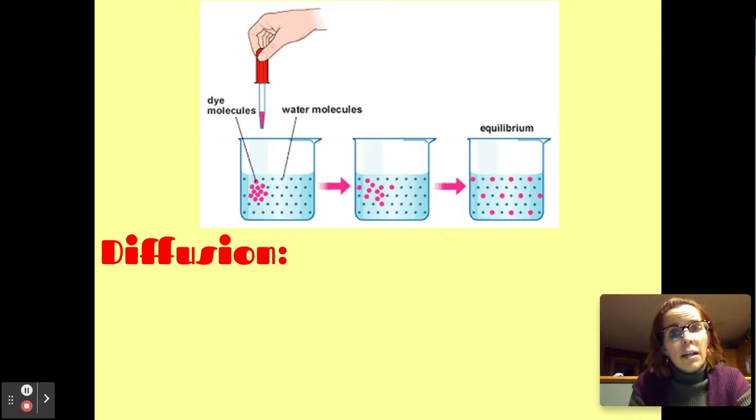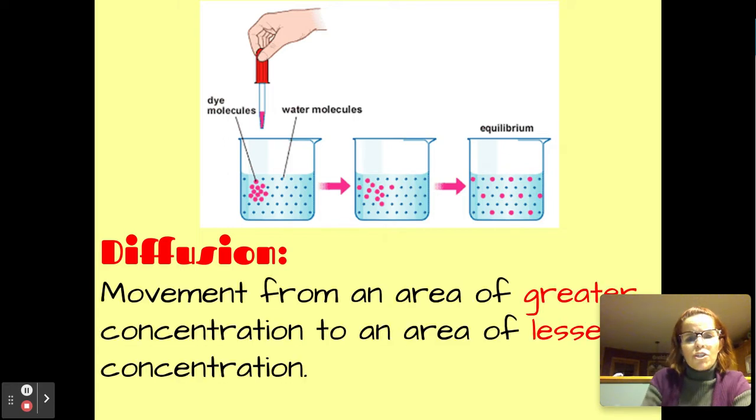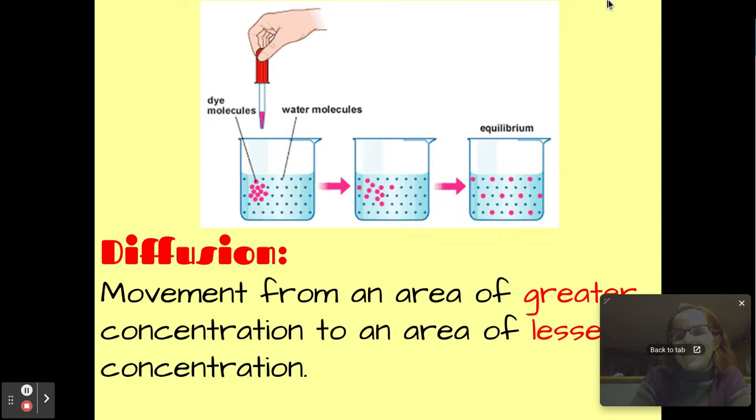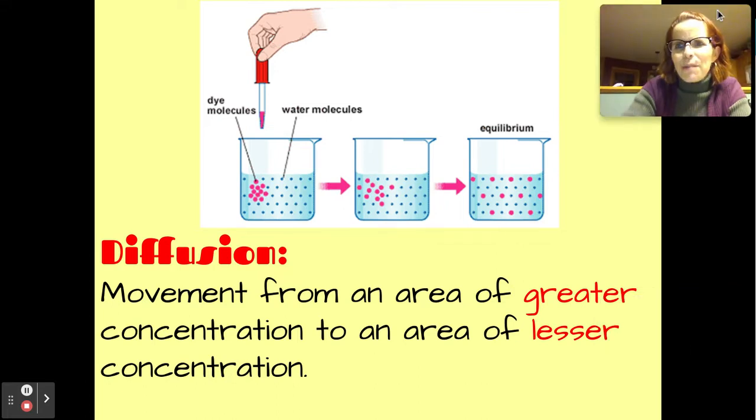All right, let's review a couple definitions of terms that you might have seen in junior high. The first one is diffusion. Diffusion is the movement of molecules from an area of greater concentration to an area of lesser concentration.